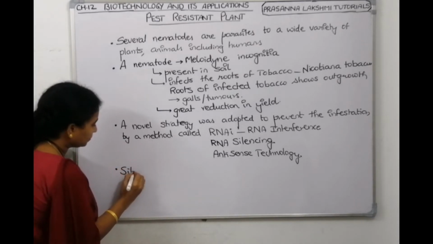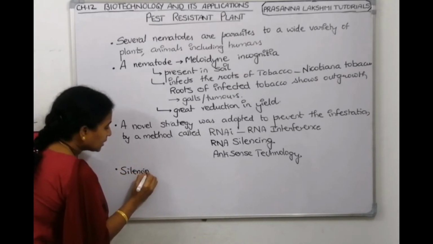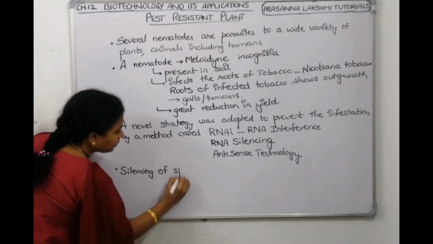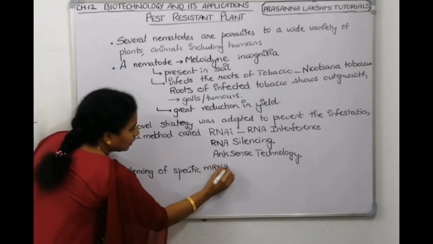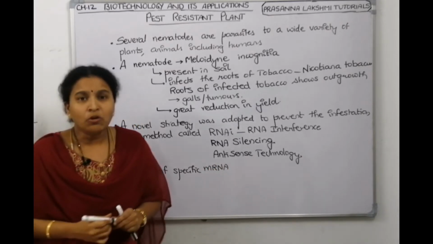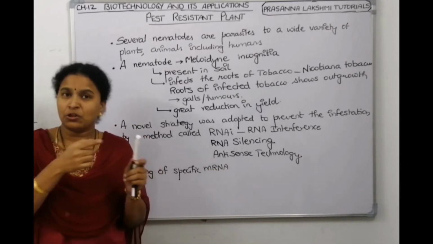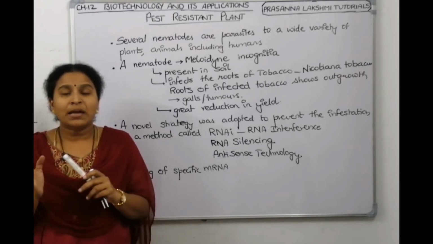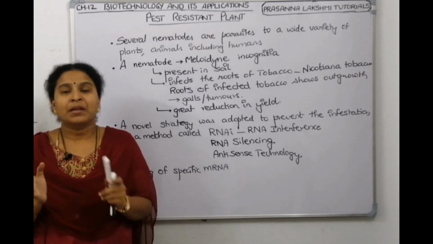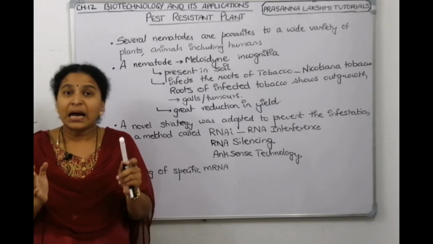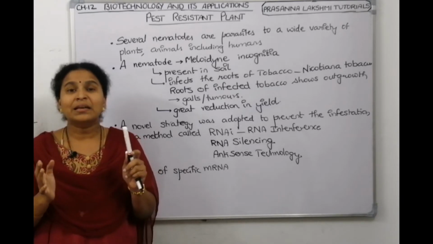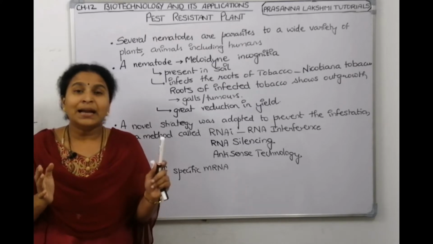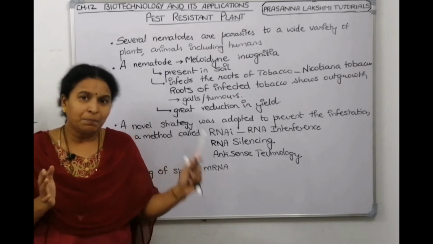Silencing of specific mRNA. See, if the nematode has to show infection in the plant, the nematode has to make its RNA. The nematode will make RNA, and the nematode's RNA will go and bind to the ribosomes, and then the nematode produces a toxin. That toxin will affect the plant.